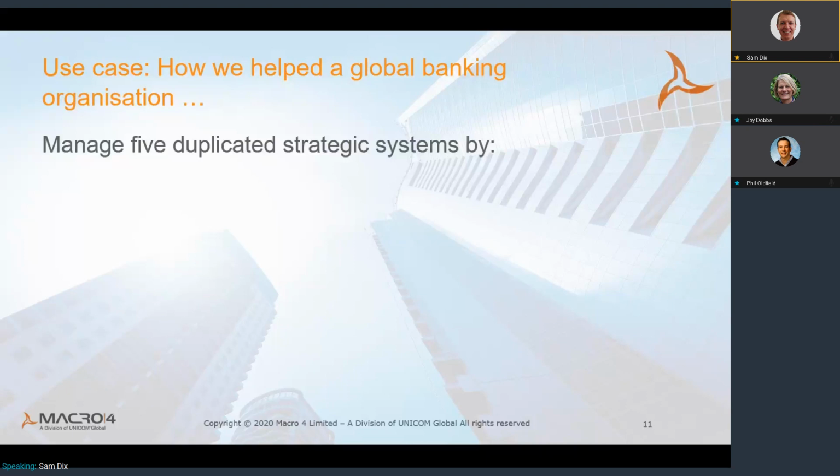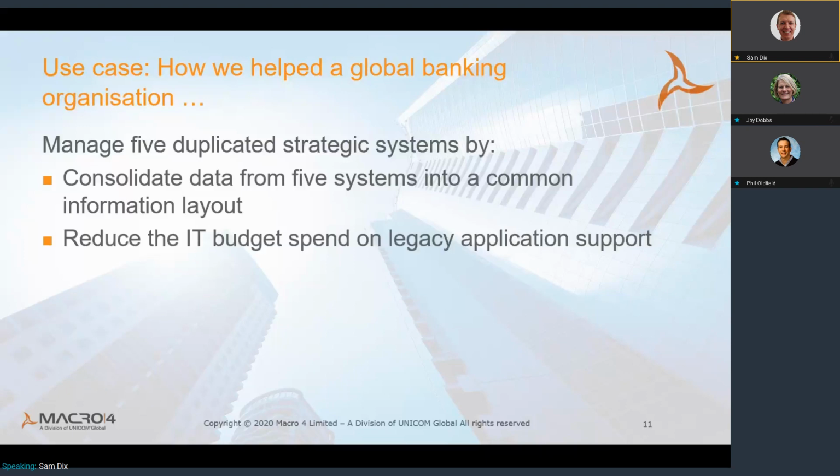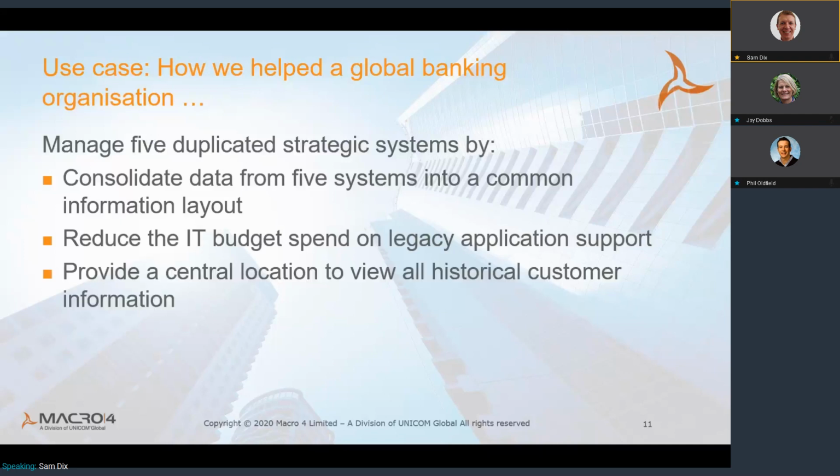Macro 4 helped our customer in a number of ways. We consolidated data from the 5 systems into a single common interface and information layout designed in conjunction with the business users. This provided the staff with a familiar look and feel which enhanced their business efficiency. And that itself reduced the IT budget spend on legacy application support in the region of a 6-figure sum every year. And that also provided a central location to view all the historical customer information, improving customer service by enabling faster search facilities.